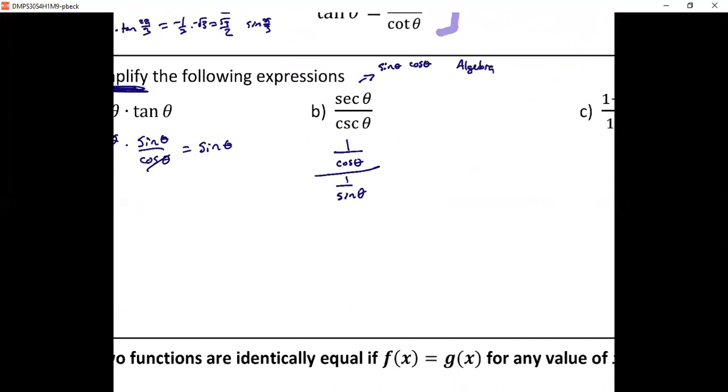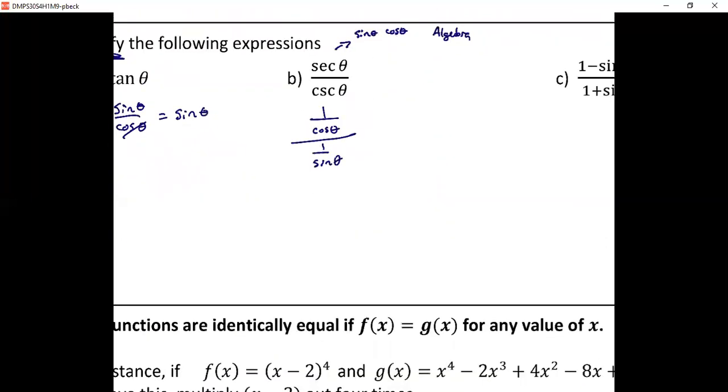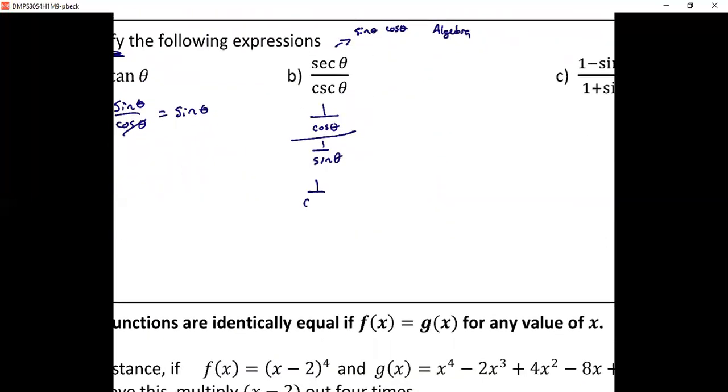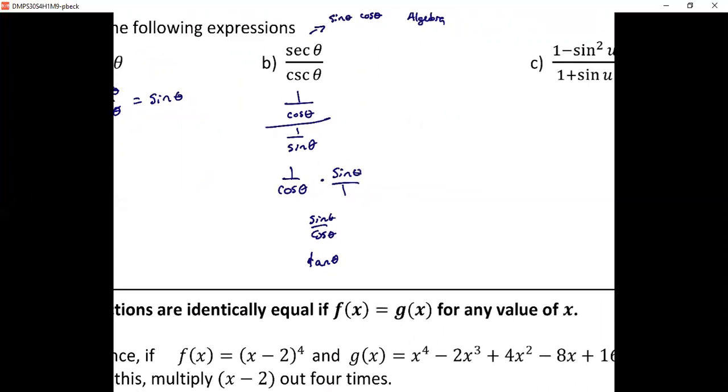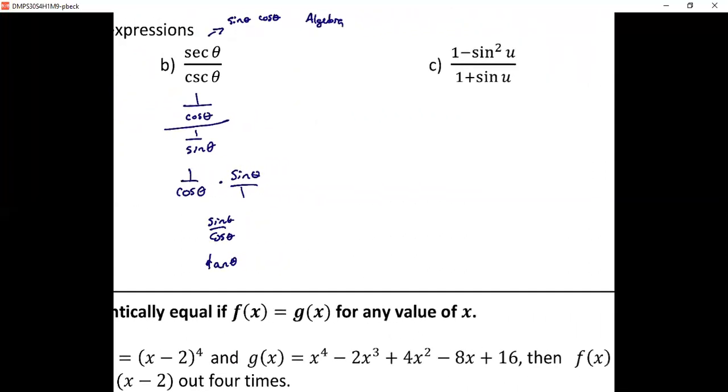Some algebra says that if we have an expression and we divide by a fraction, so we have 1 over cosine of theta, we can multiply by the reciprocal, sine of theta over 1, my apologies. Then we put those together, we get sine of theta over cosine of theta, which means this is equivalent to tangent of theta. So secant divided by cosecant is tangent. That's one that's not necessarily so obvious, but at the same time, the more and more you work with it, the more you'll see and understand why that actually works.